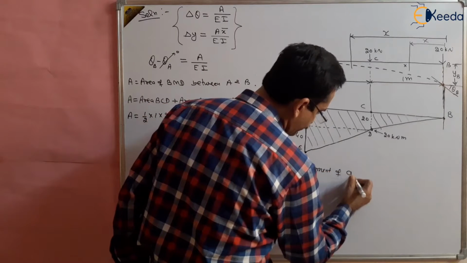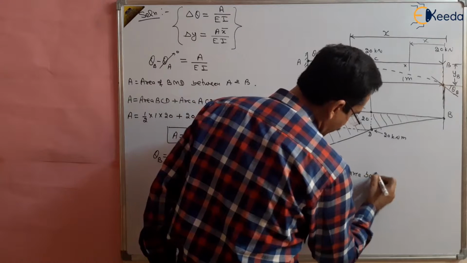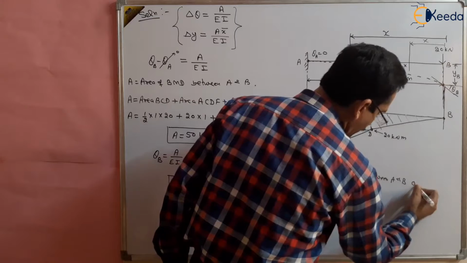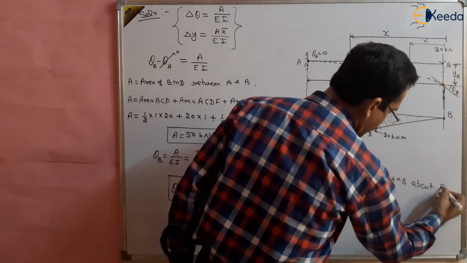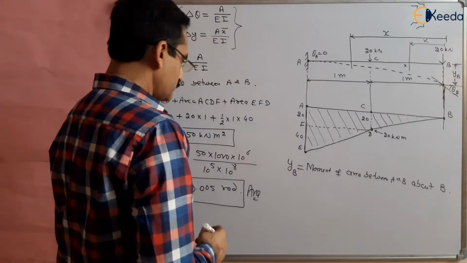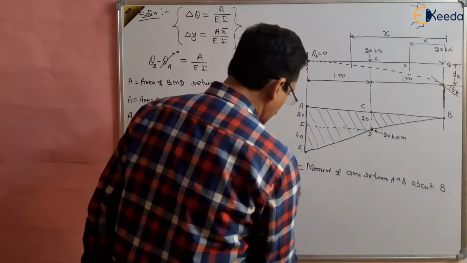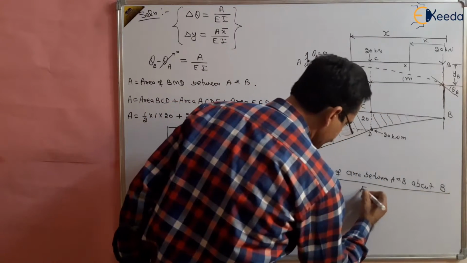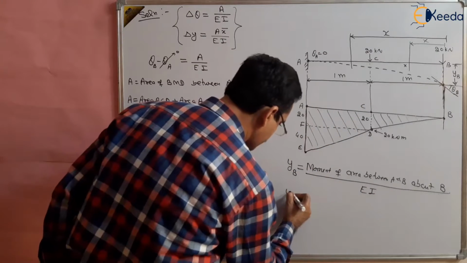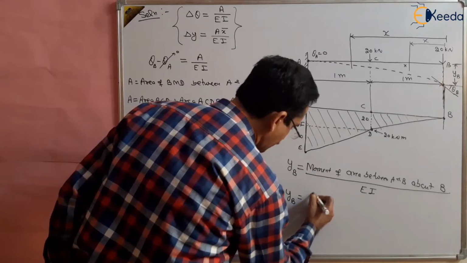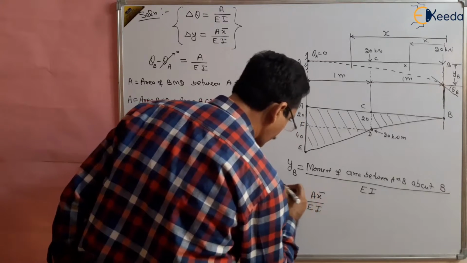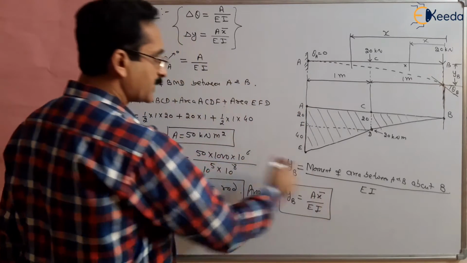So basically YB will be given by the moment of area between A and B about point B, divided by EI. So YB we are getting is A X bar by EI. This we are going to find out, A X bar by EI.